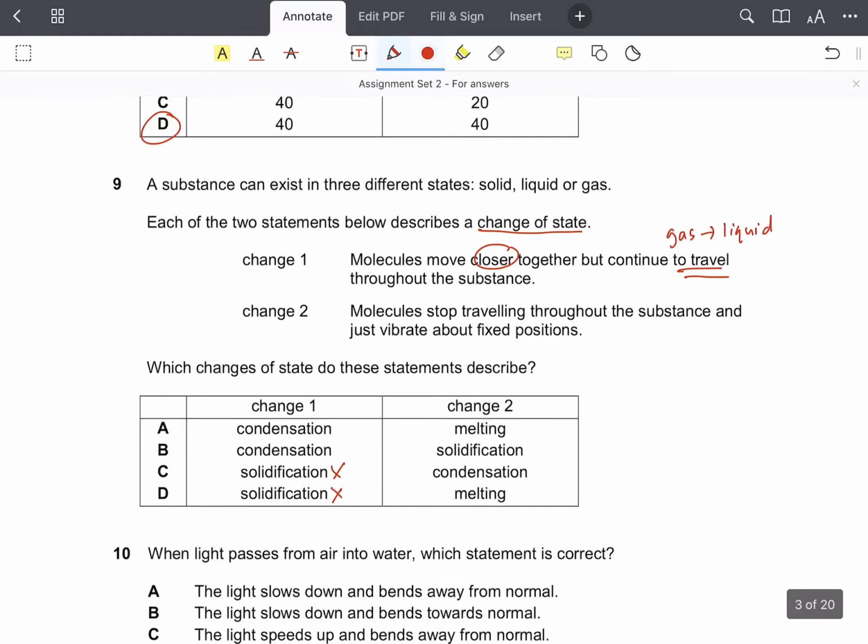Next one, molecules stop traveling throughout substance. Stop traveling throughout substance already tells you that it's going from liquid to solid and just vibrate about fixed position, which confirms that it's a solid, so it's solidification. Solidification, another word is freezing. So just take note, O level they like to use these two words quite interchangeably, so take note.